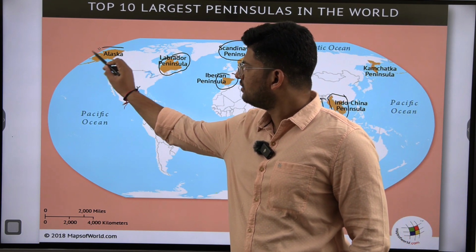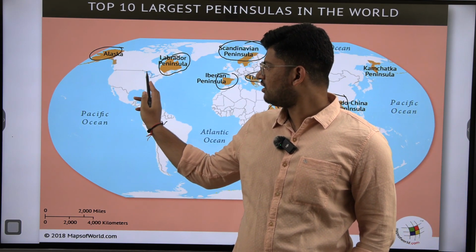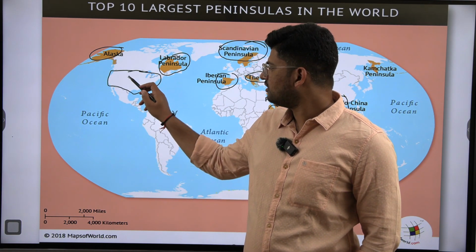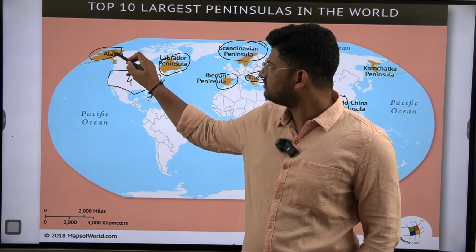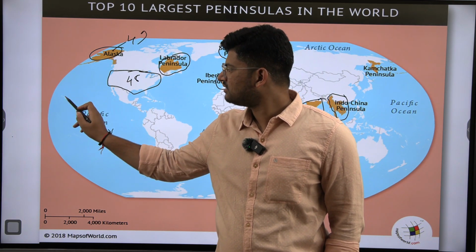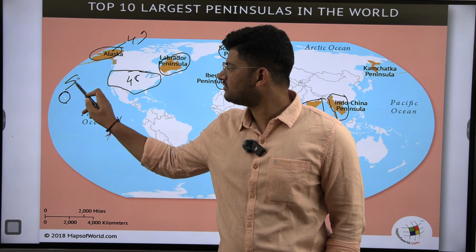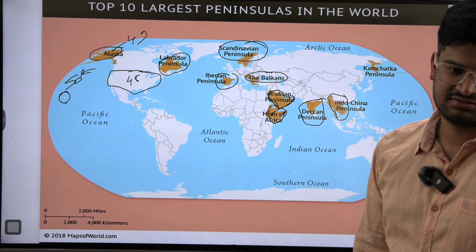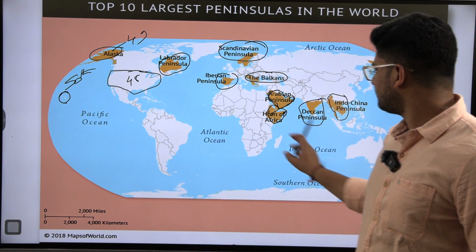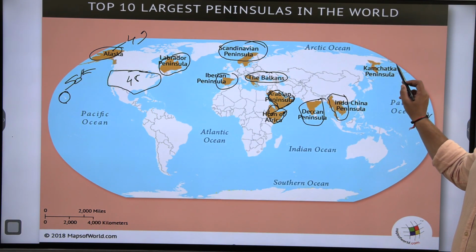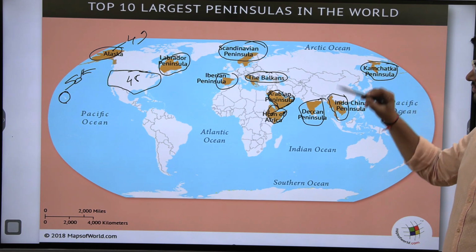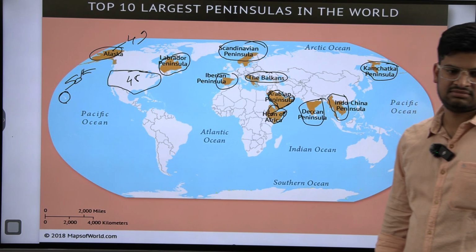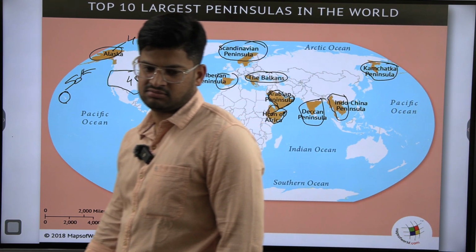Okay, then you have Alaska. So USA has 48 states within the inland. This is the 49th, and there is an island called Hawaiian Islands. This is the 50th state of US. So total US has 50 states. Okay, so these are some of the important peninsulas, and here you have the Kamchatka Peninsula of Russia. So these are some of the important peninsulas of the world.